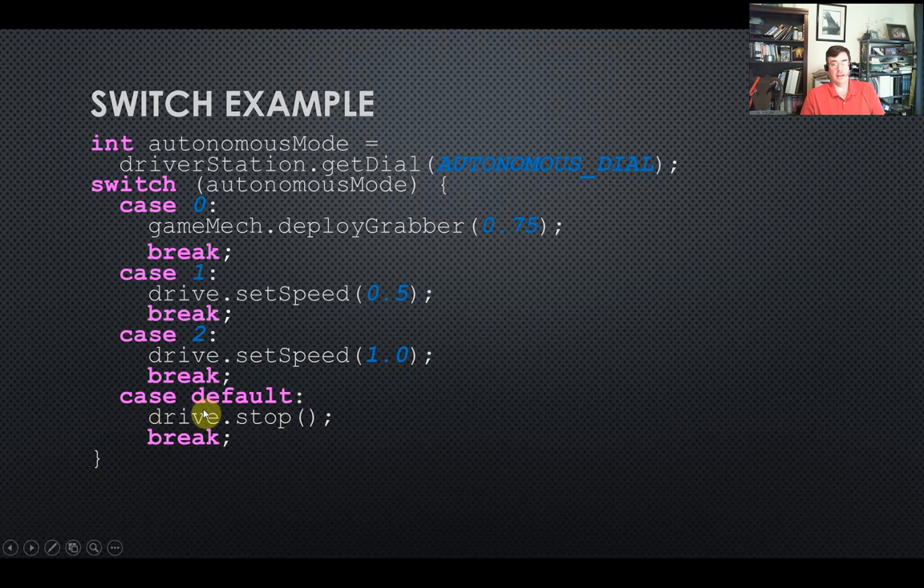Lastly, we have a default case. If we have any other value other than 0, 1, or 2, we're going to invoke the code in the default case. And that tells the robot drive to stop and then end the switch statement. So you can see a switch statement is a little more concise than writing a whole bunch of nested if, else if, so on and so forth.